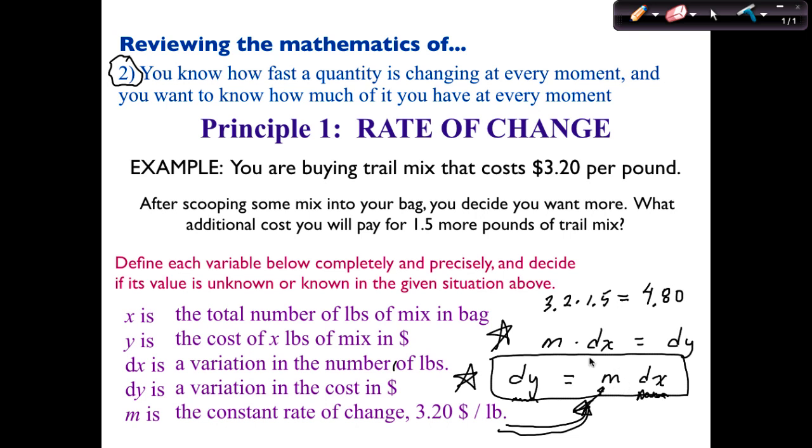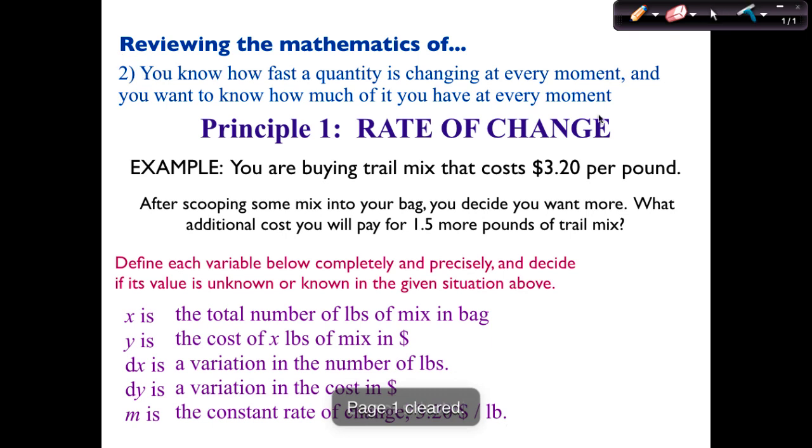So given that you know how fast the quantity is changing every moment, dy is going to help us build up how much of it we have. Little changes in cost come together to let us know how much our total cost is. So this dy equals m dx is the core principle of this endeavor that we're building up here. You know how fast the quantity is changing at every moment. That's m. You want to know how much of it you have. We can easily figure that out with dy's, with changes in cost. Does it make sense? Super important. Watch that part of the video again. All right, let's go on to another example of principle 1.